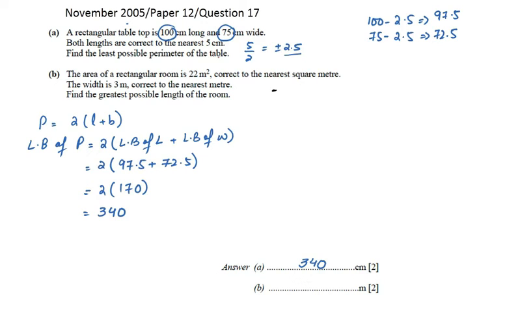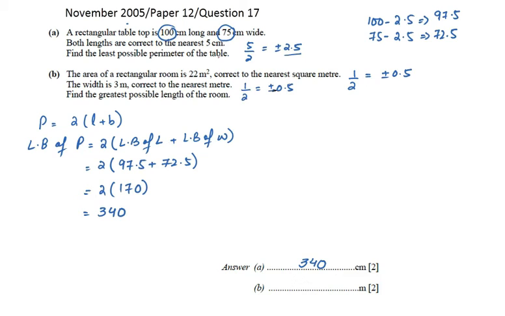Now in part B they are saying the area of a rectangular room is 22 meter square, correct to the nearest square meter. So as here we have just 1 because there is no value given here, so it means it's 1, so 1 upon 2 is 0.5. So plus minus 0.5. Now the width is 3 meter, correct to the nearest meter. Again here we have 1, so 1 upon 2 is 0.5. Now find the greatest possible length of the room.